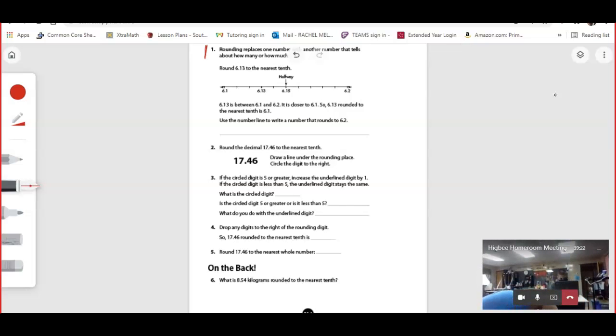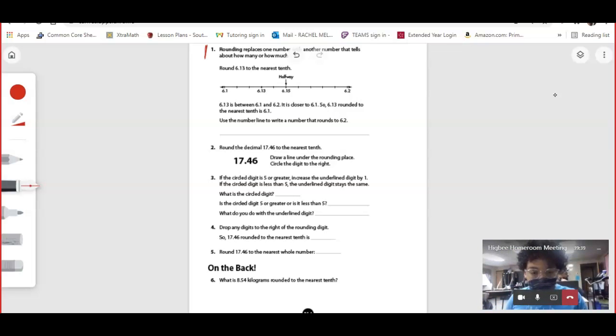Rounding replaces one number with another number that tells us about how many or how much. Okay. Round 6.13 to the nearest 10.